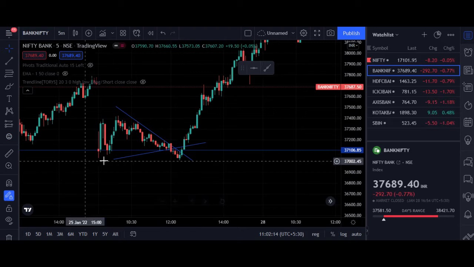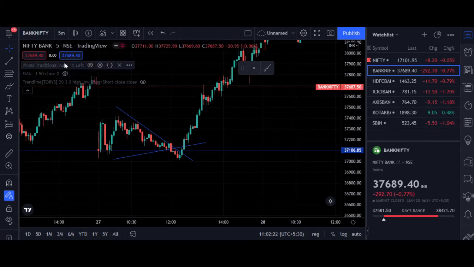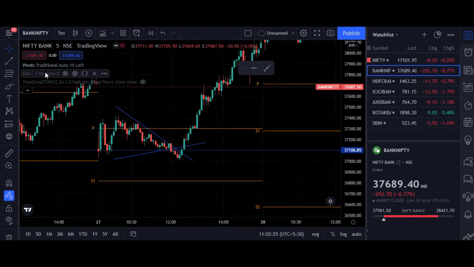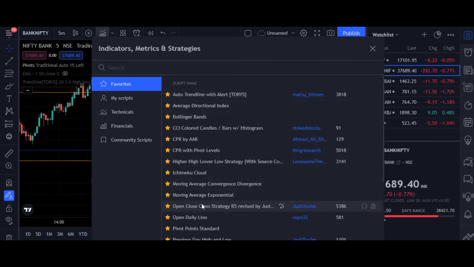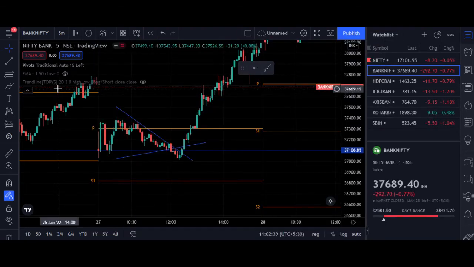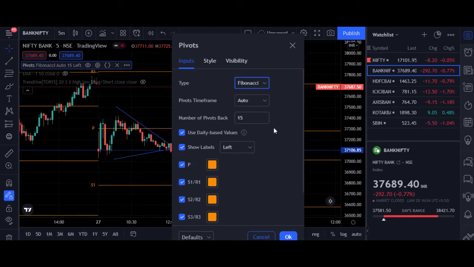So here for the pivot, you need to go to the settings, then select Fibonacci. That is always important. Then save as default. The Fibonacci pivot is very, very important. Then press OK. So at this point, this is the major level we have drawn. We can draw more support and resistance levels, that is not an issue, but right now we will just cover whatever we have drawn.